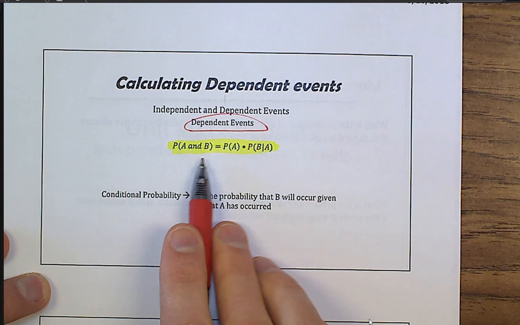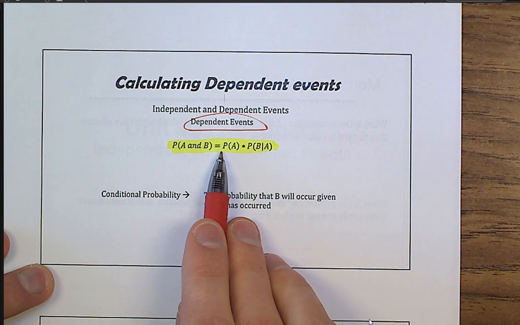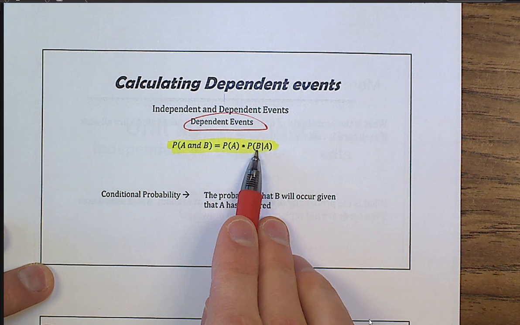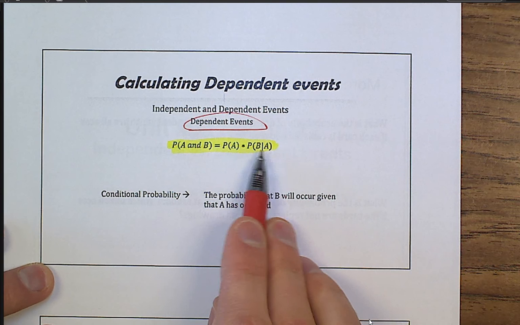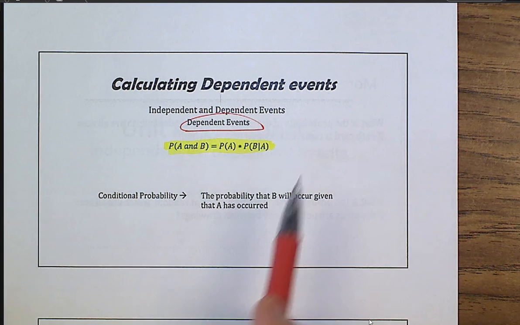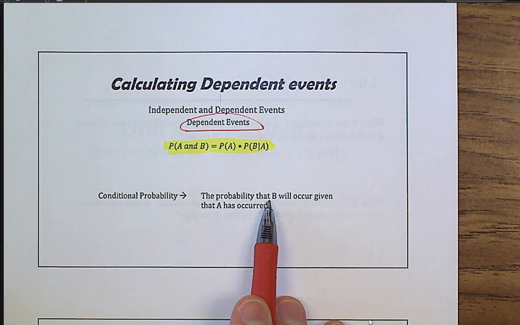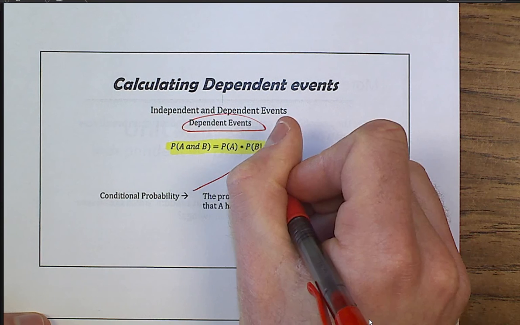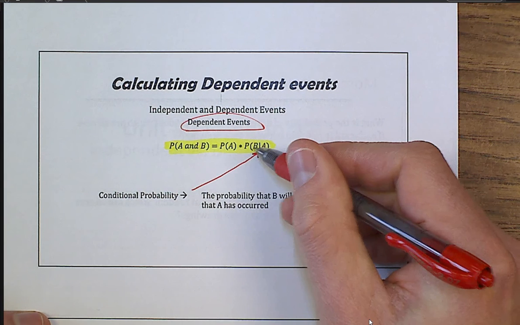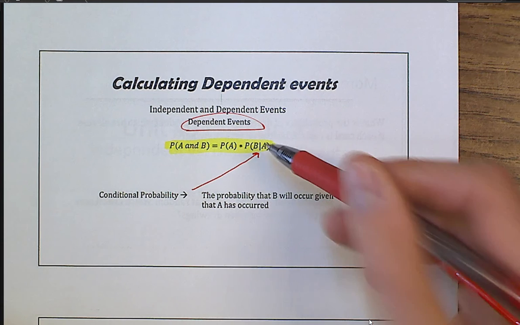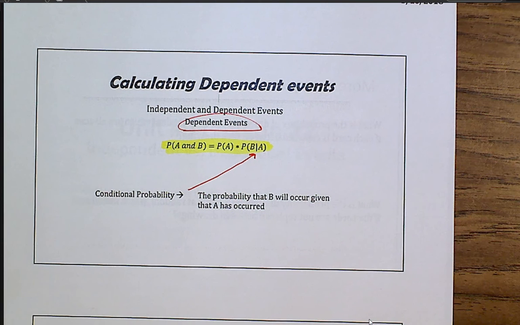Basically what this says is the probability of A happening times the probability of B happening such that A has already taken place. Okay, that's basically what that means. It's called conditional probability, the probability that B will occur given that A has already occurred. That's what this means right there. That vertical line in between B and A is the probability that B will happen given that A has already occurred. All right? So that is what we're going to focus on in the bottom examples.